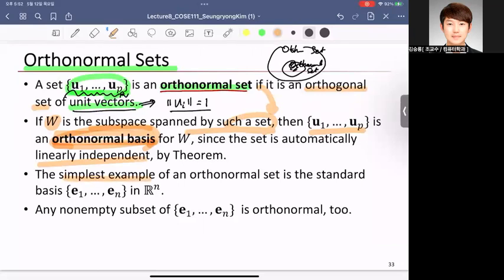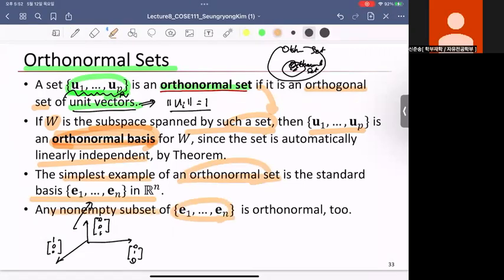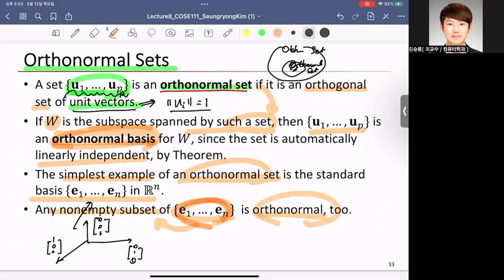The simplest example of an orthonormal set is the standard basis, right? What we always talked about: 1, 0, 0; 0, 1, 0; 0, 0, 1. The standard basis is the simplest example. We call these orthonormal sets. And any non-empty subset of this one is orthonormal too. So a subset of this is also orthonormal, because it satisfies the condition. That's the idea.